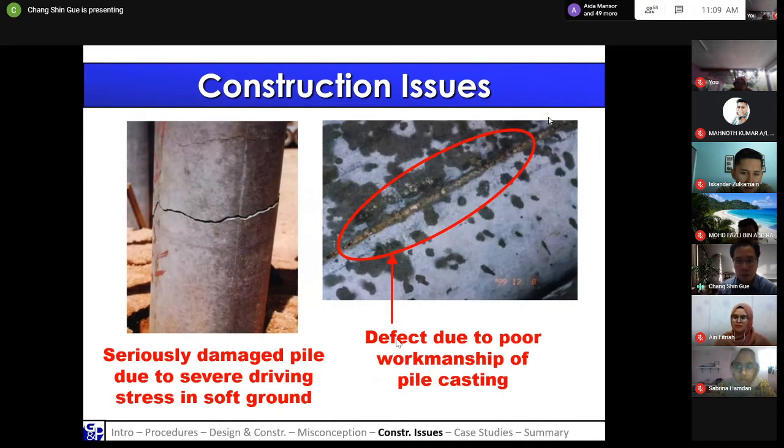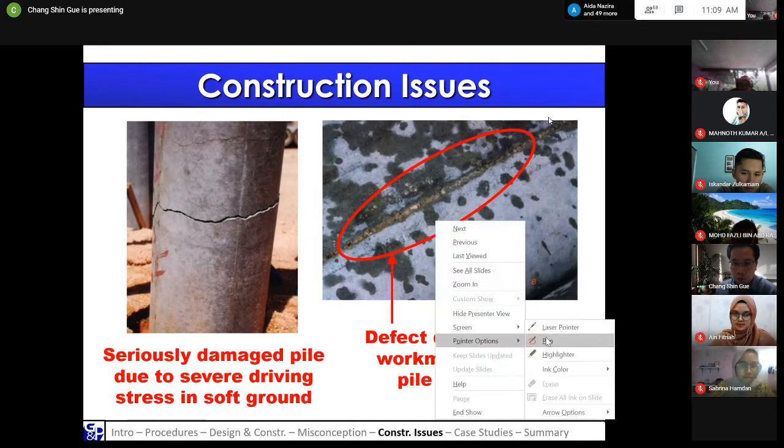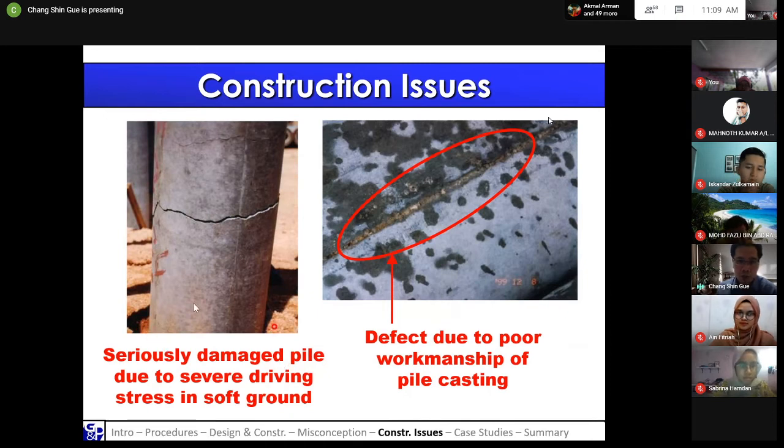Just to show you some of the pictures on issues that we found at the site. On the left here, it's pile damage due to severe driving in soft ground. So make sure that the driving stresses are not more than what the pile can take. So make sure that you specify the correct drop height and hammer weight. The other issue on the right here, you can see these are the defects due to poor workmanship of pile casting. If the piles are not cast properly, you may have cracks and gaps. So these are the piles that have to be rejected. You do not allow them to be used at the site.